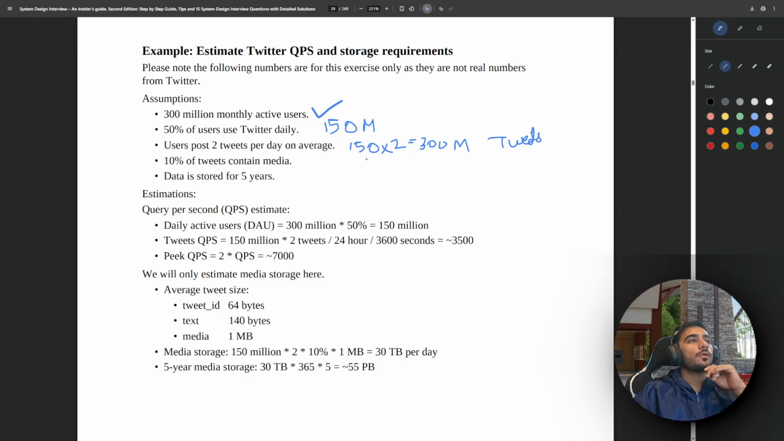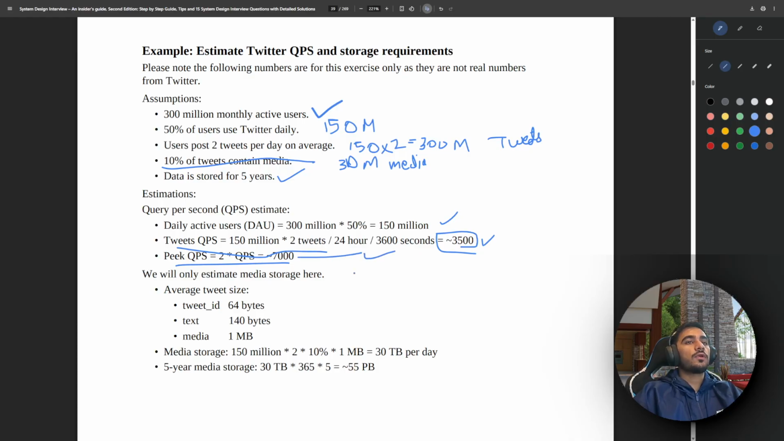Okay. Yeah, 10% of tweets contain media, so 30 million contain media. Looks good. Data is stored for 5 years. Daily active users: 300 million into 50% is 150 million. QPS is 2 tweets over 24 hours per 30 seconds. So queries per second comes down to about 3500 queries per second. Peak QPS, say it is the IPL final or some World Cup, FIFA World Cup final, something like that.